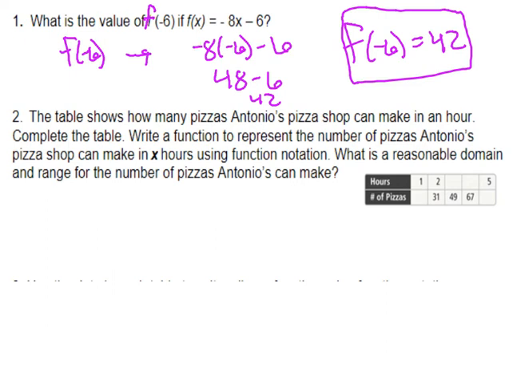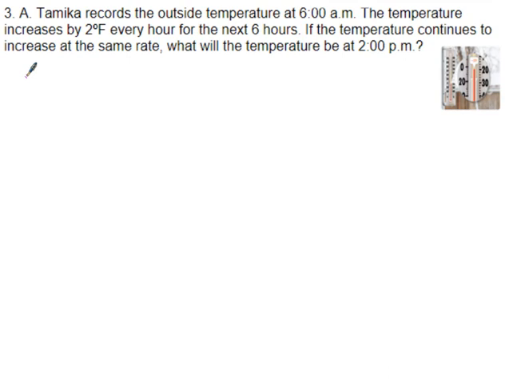Okay? So I want to go back now. I'm sorry. So this one, I know this is hard to read. But what it started at was the initial temperature in Fahrenheit, which was -3 degrees Fahrenheit. That's what that image is telling me. So Tamica records the outside temperature at 6 a.m. The temperature increases by 2 degrees Fahrenheit every hour for the next 6 hours. If the temperature continues to increase at the same rate, what will the temperature be at 2 p.m.?